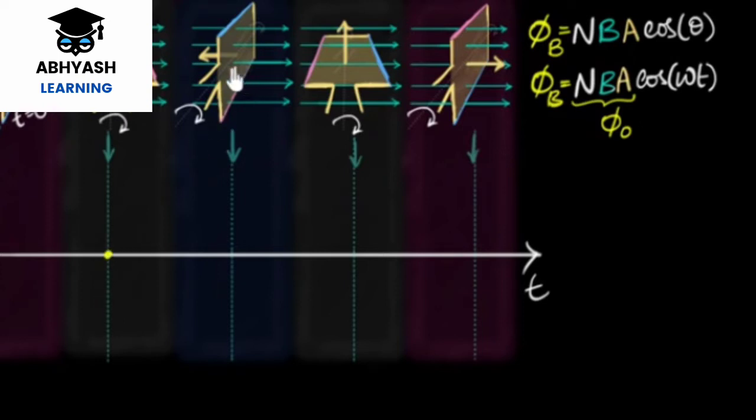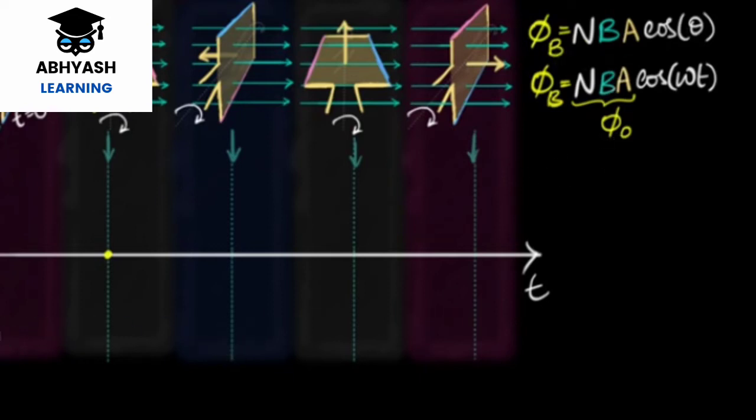What about over here? The angle between the area vector and the field vector is 180 degrees, and therefore I get cos 180 is -1. And so I get flux equals negative maximum. And so it will be somewhere over here.